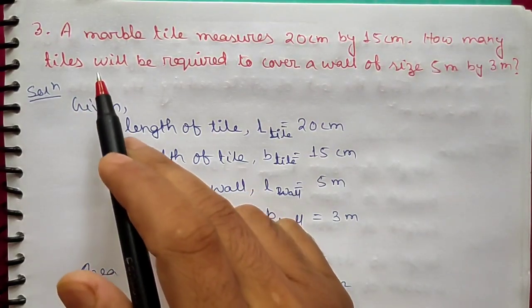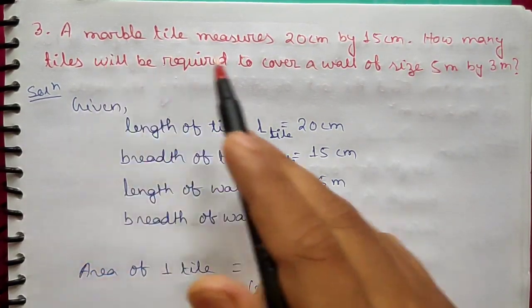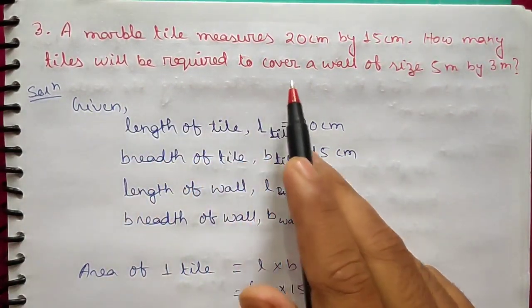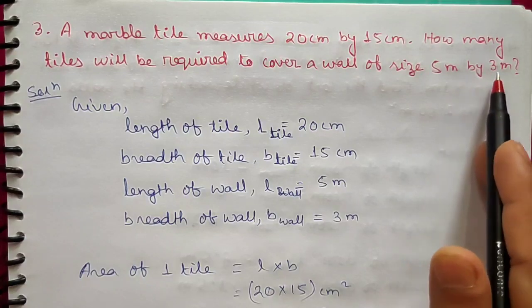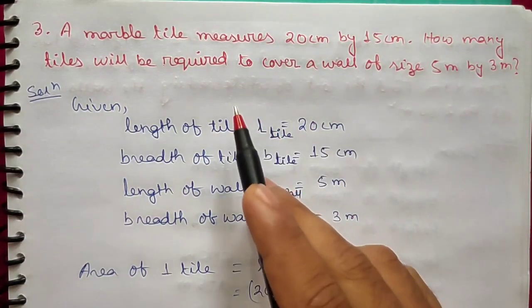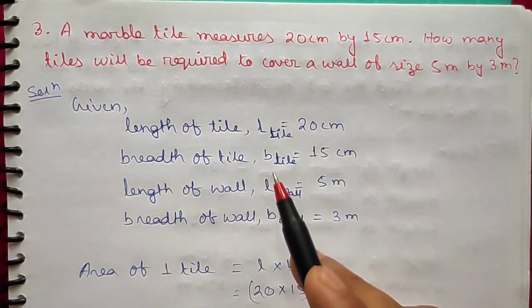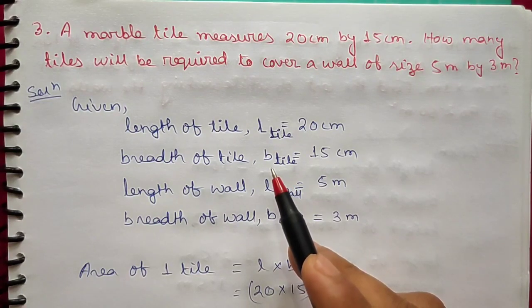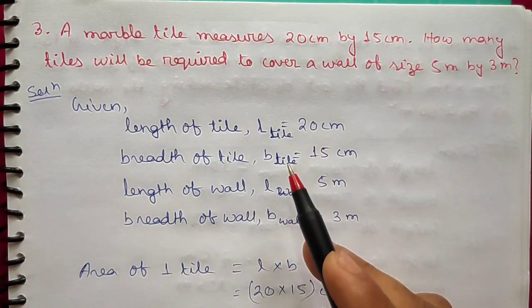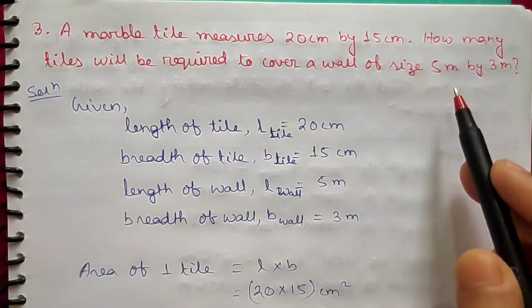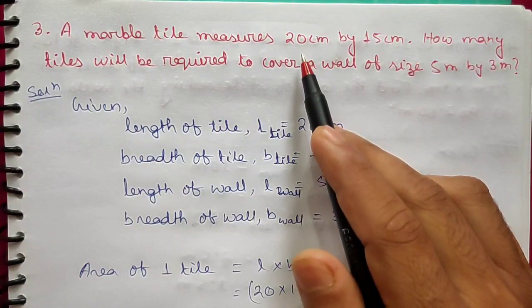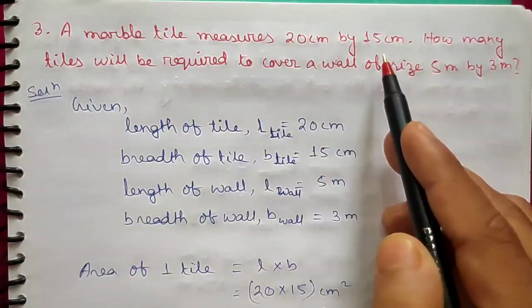Let's come to our third question. A marble tile measures 20 cm by 15 cm. How many tiles will be required to cover a wall of size 5 meter by 3 meter? Here we have to find how many tiles are required. Suppose you want to tile the floor of your room. Consider the floor dimensions of your room, floor is 5 meter by 3 meter, and the dimensions of the tile is 20 centimeter by 15 centimeter.